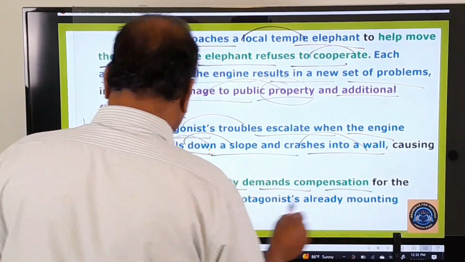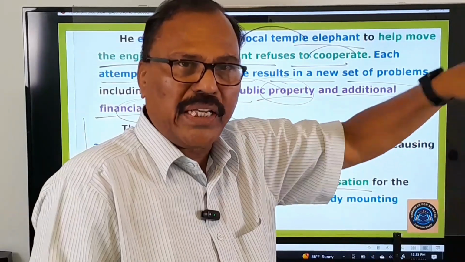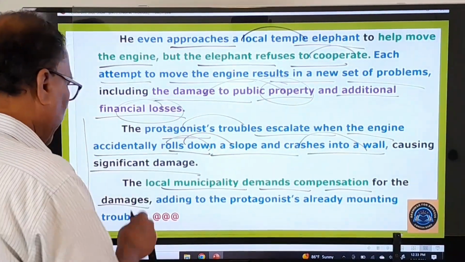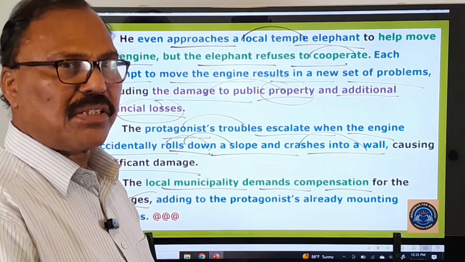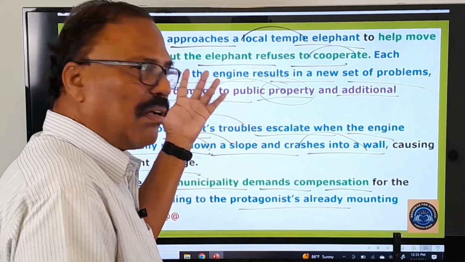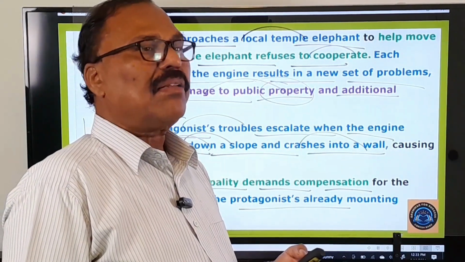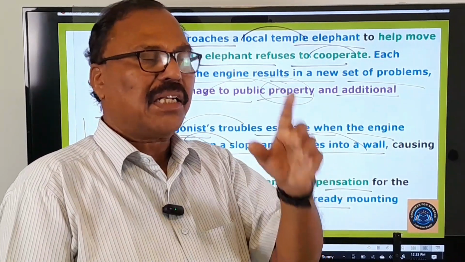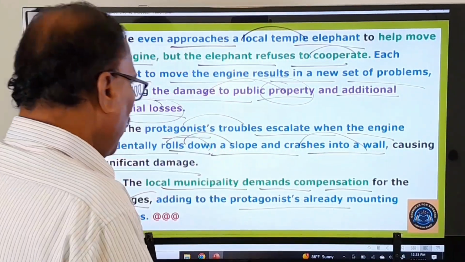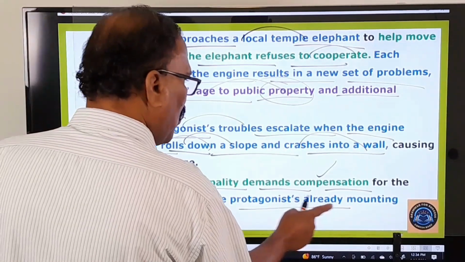The local municipality demands compensation for the damages. Since the road roller is put beside the road, causing inconvenience to the people going here and there, the municipality authorities have also demanded compensation, the tax and all those things, adding to the protagonist's already mounting troubles. On one side, the public property was damaged because of this road engine. On the other side, it has become an inconvenience to the people. And the municipality authorities are demanding the removal of that engine from that place, otherwise he has to pay some taxes or some amount as compensation.